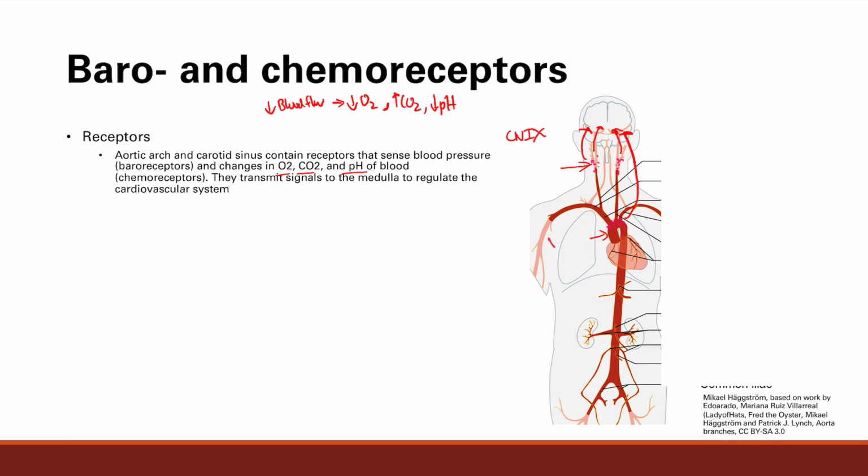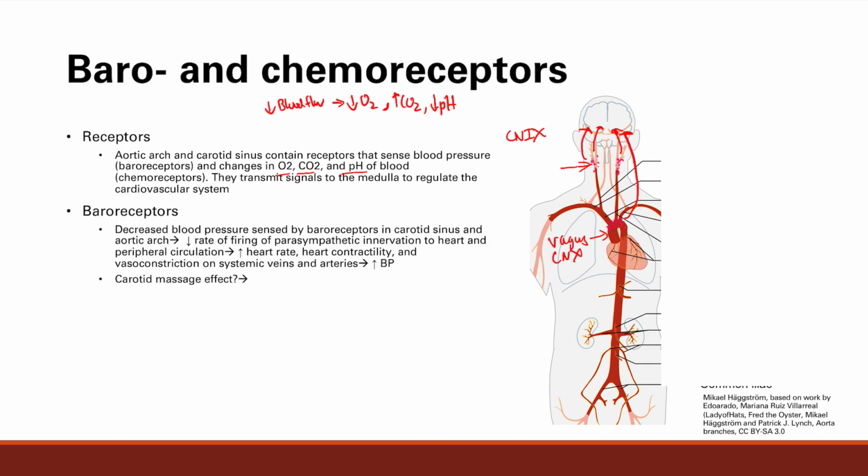And then the aortic receptors are going to transmit through the vagus nerve. So vagus nerve, cranial nerve, remember what it was? It was cranial nerve 10. So just remember the cranial nerve 10 goes farther down, so it's the one that goes all the way down to the aortic arch.